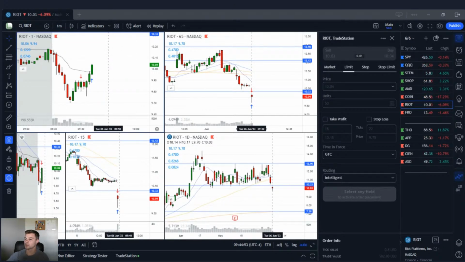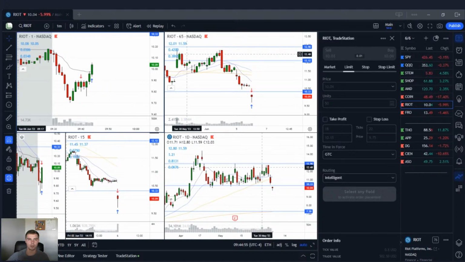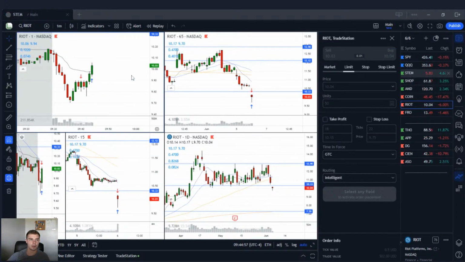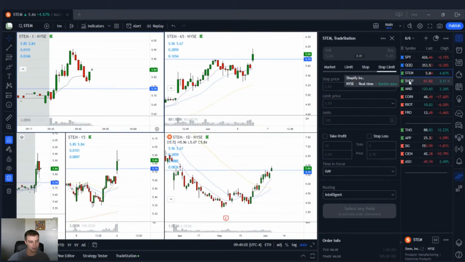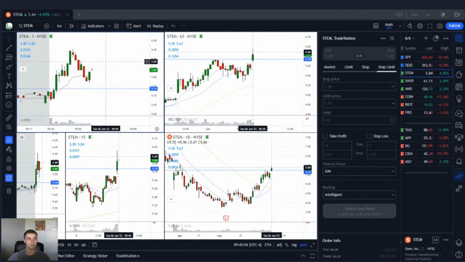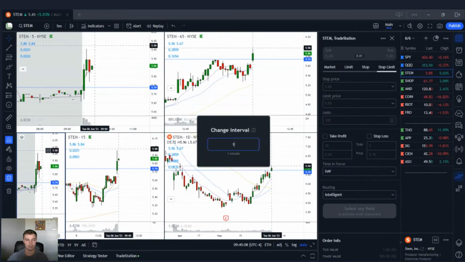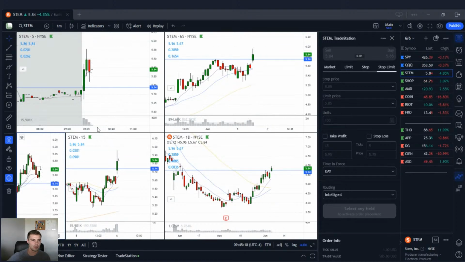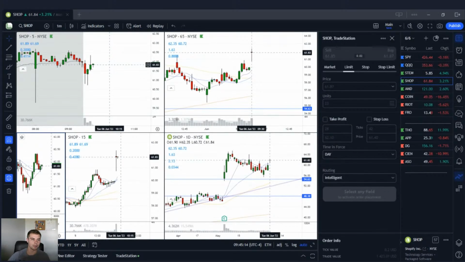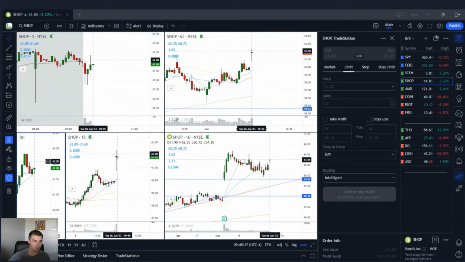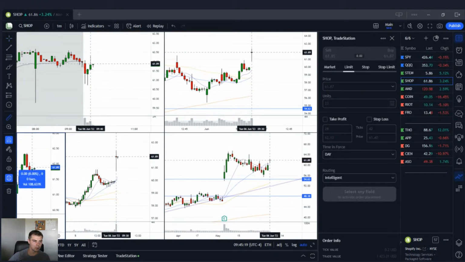Alright. Guys, still watching the STEM. Still watching that. Keep an eye on it. STEM and Shopify. 3-minute chart. Let's switch to the 5-minute. See what we got here. And Shopify does not look as good on the 5-minute, but that 1 minute, hard to argue with.